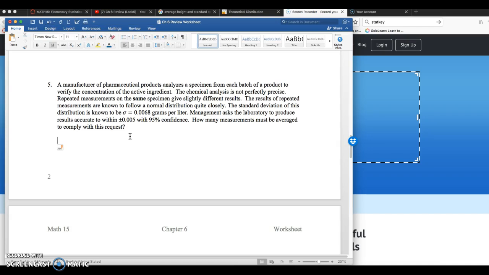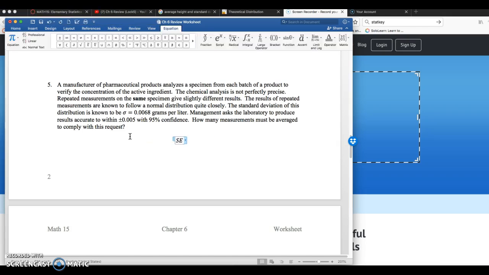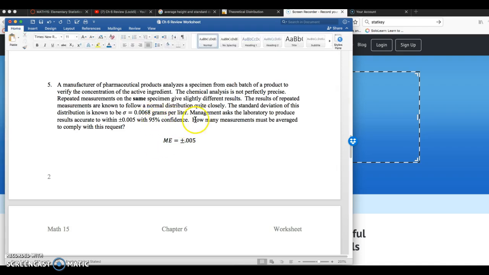So the first thing I want to write is 0.005, the plus or minus. Oh, that's not standard error. That's our margin of error. We're given the margin of error is to be plus or minus 0.005, and we want to be 95% confident. How many measures must be averaged to comply with this result?